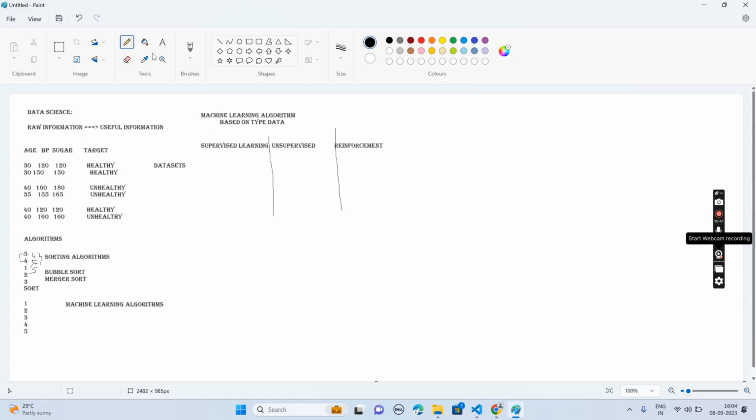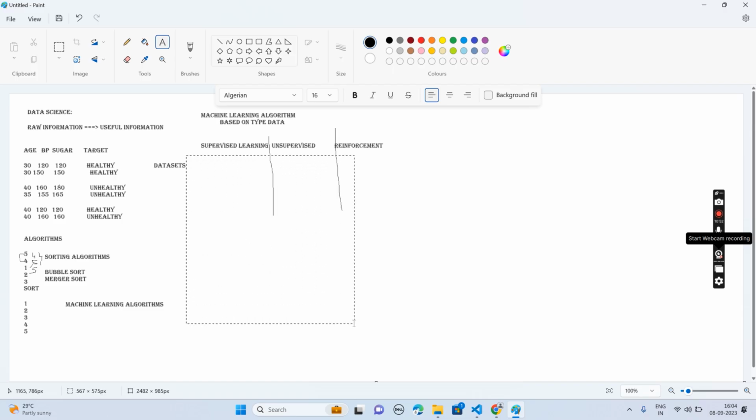Now, supervised learning means what? In supervised learning, you should already know the answers, like the target. For example, I will take age, BP, sugar, and target. Here I have given 30, 120, 120, healthy. What is your prediction, healthy or unhealthy? So if you have this target column, then we are going to call it supervised learning.